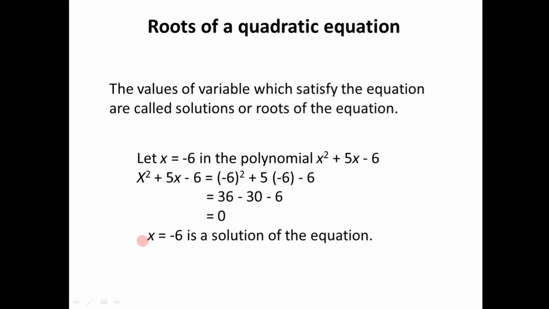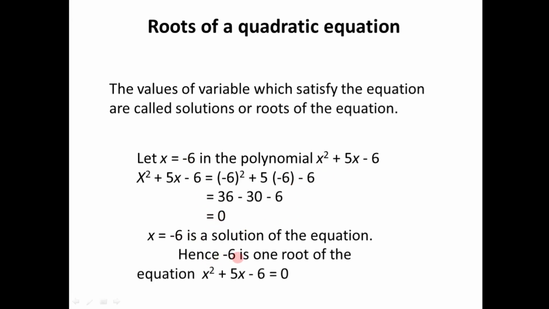In this case, we can say that x is equal to minus 6 is the solution of the given equation, because if we substitute the variable x by minus 6, we get the value of that polynomial as 0, and hence minus 6 is one root of the equation x square plus 5x minus 6 is equal to 0. We must note that every quadratic equation has two roots, as the maximum index of the variable is 2 here. That's why every quadratic equation has two roots or two solutions.